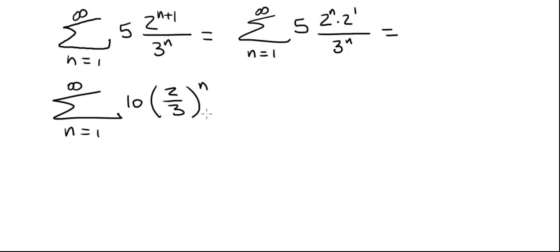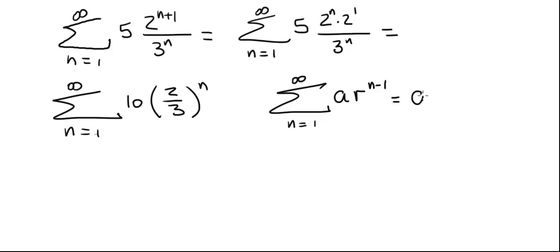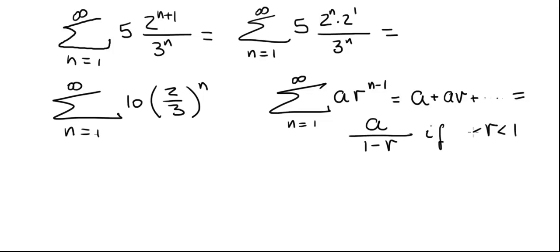Now this, we could use the formula for a geometric series here, except for the fact that this series starts at 1, not at 0. When a geometric series starts at 1, its standard form should look like this: summation from 1 to infinity, a times r to the n minus 1. And then if we plug in 1, we get a, and then if we plug in 2 for n, we get ar, and so on. Now this will converge to a divided by 1 minus r if r is strictly between -1 and 1.